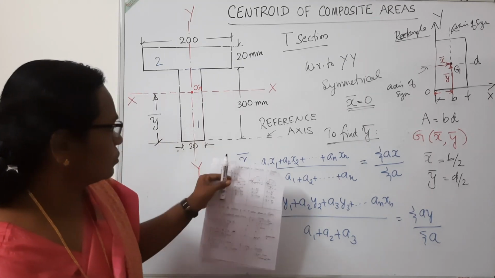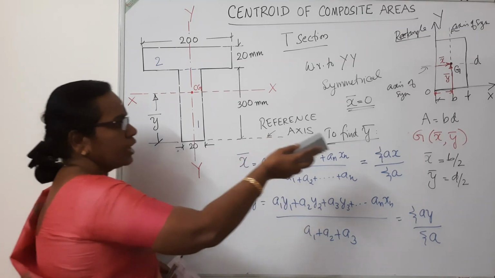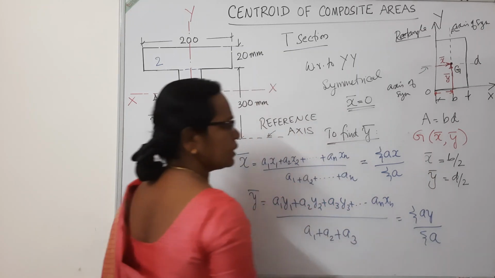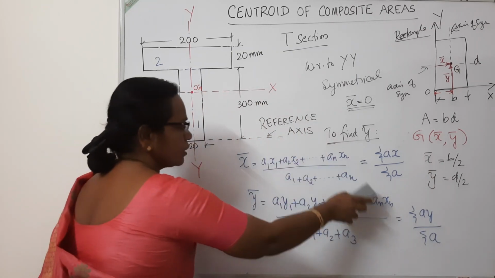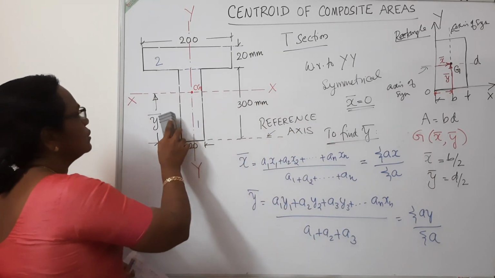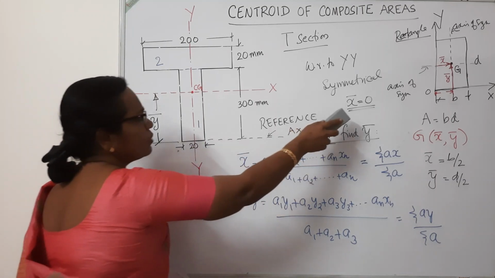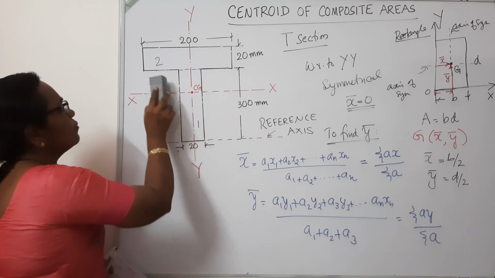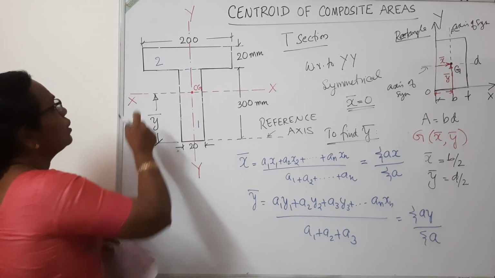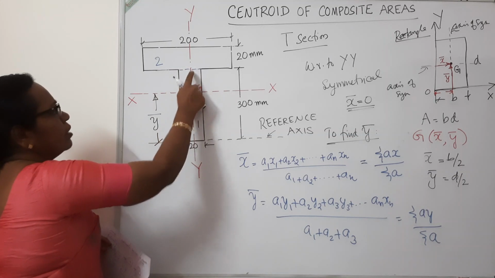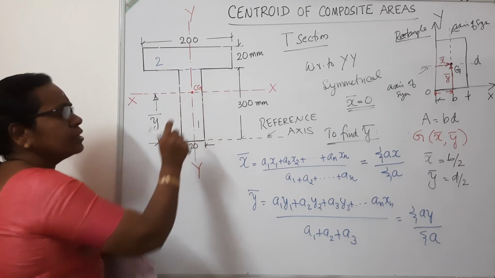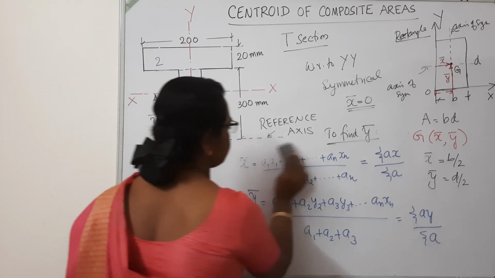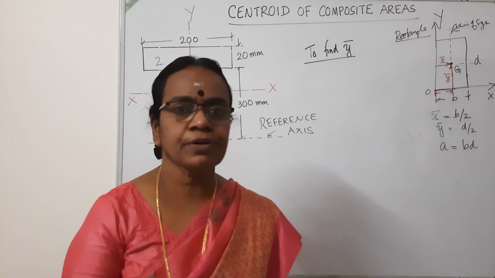Now let us see, using this knowledge, that the area of a rectangle is b into d, and its center of gravity coordinates are b by 2, d by 2. Using this expression we can find out what y bar is. X bar we already know; there is no need to find it because it is symmetrical. If you take the leftmost point, from here it is located at 100. If you take this point, from here it is located at 10. It is symmetrical. Okay, let us see how to find y bar.